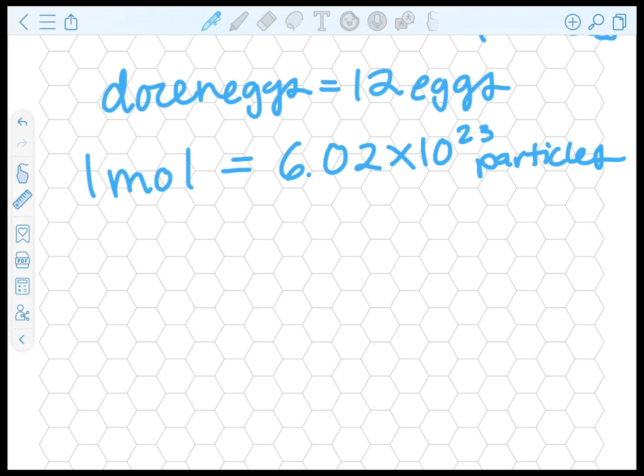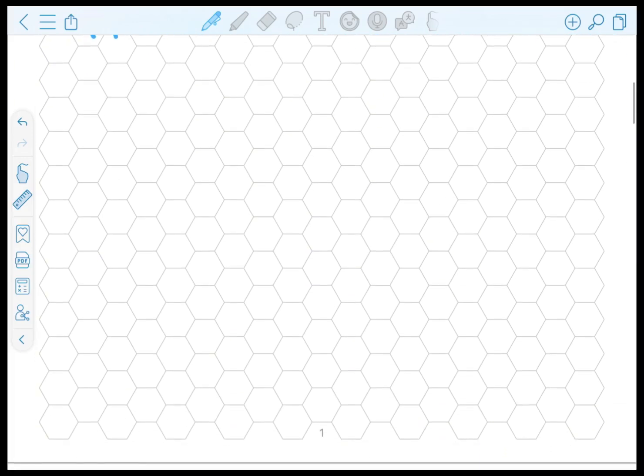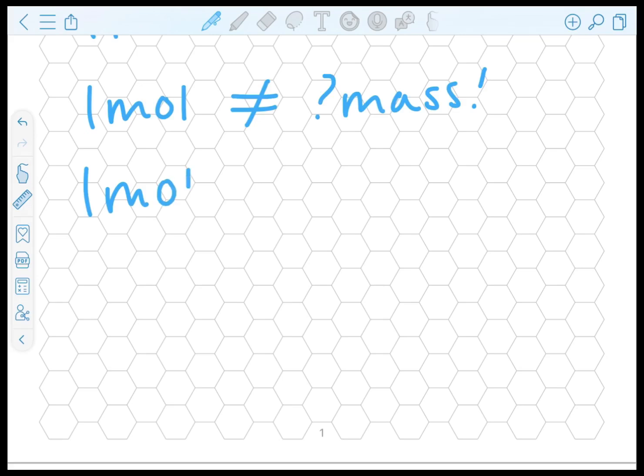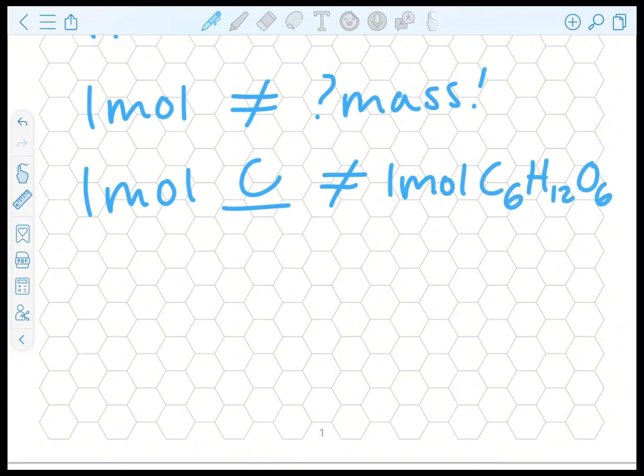Now, here's where it can get kind of confusing. Even though we have a mole of a substance, that does not mean that the mass of the substance is equal to 6.02 times 10 to the power 23. For example, if we have 1 mole of pure carbon, it's going to have a different mass than 1 mole of glucose, C6H12O6. And it makes sense. Glucose is a much more complex molecule, and pure carbon is just an element.